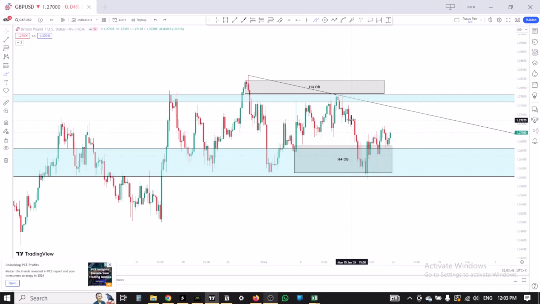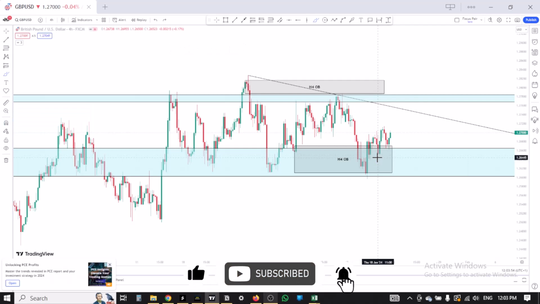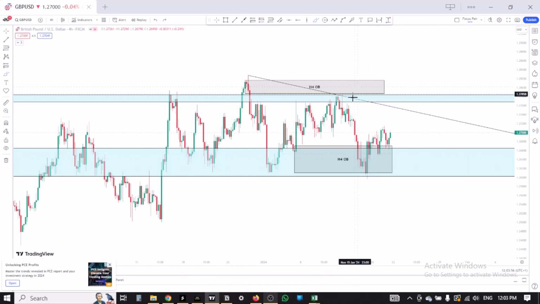The second case was price moving into this structure here, coupled with this trend line here, then selling off from that point. The third case that I was looking at was that price not moving back into any of these confluences here, then selling off from this into this point.